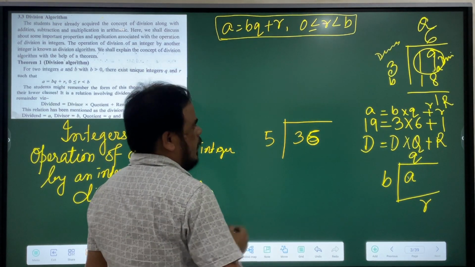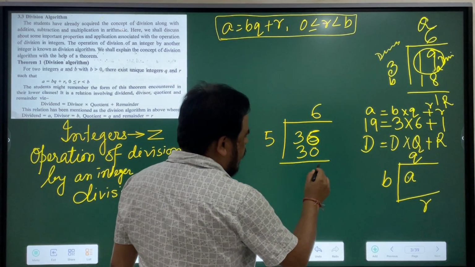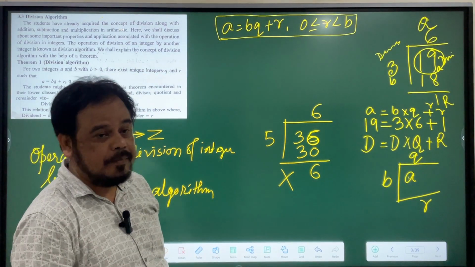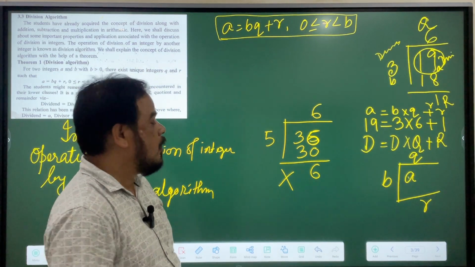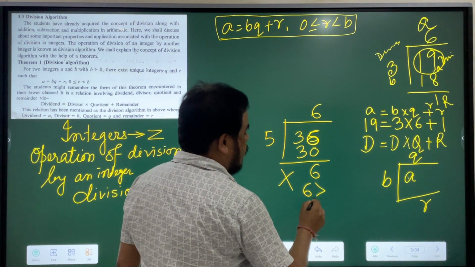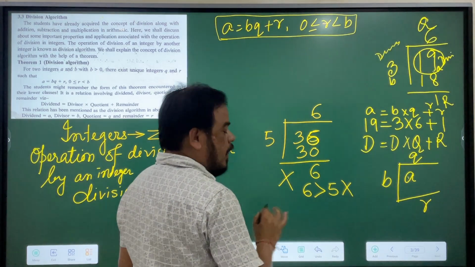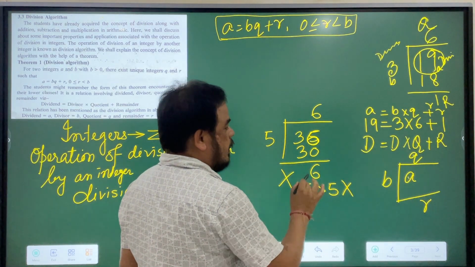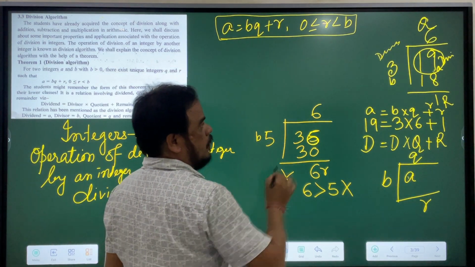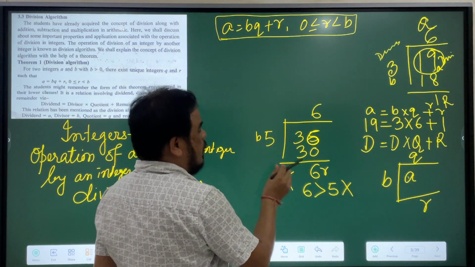Then if we do 5, 6 are 30, remainder is 6, which is wrong. Why is it wrong? Because remainder is greater than divisor. It cannot be. This is R, this is B. This B and R, there is a relation.